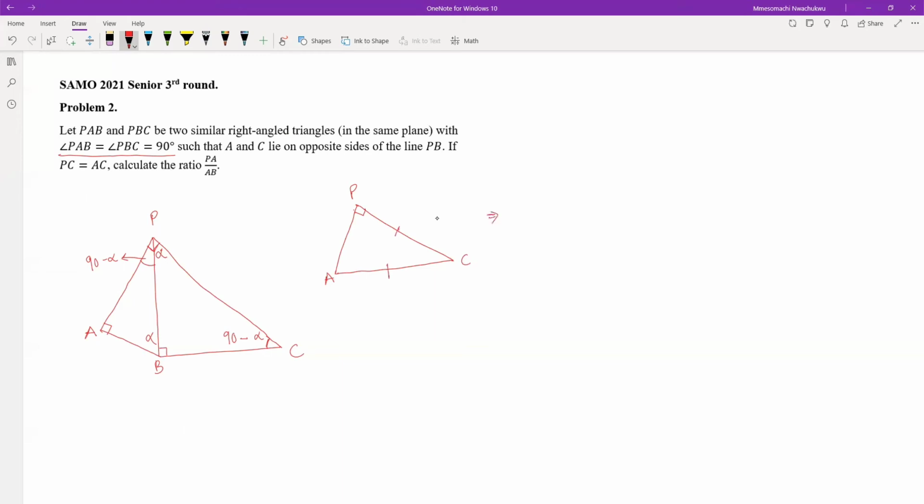But this is a contradiction because we know that the hypotenuse of a right angle triangle must be greater than all the other sides. Okay, so this implies that the orientation of similarity must be the other way. So we must have that this angle here is alpha as well. Okay.